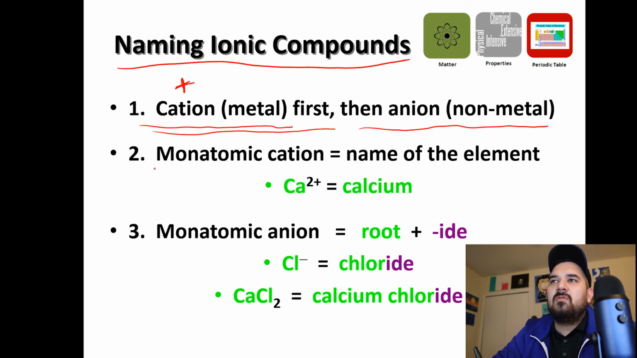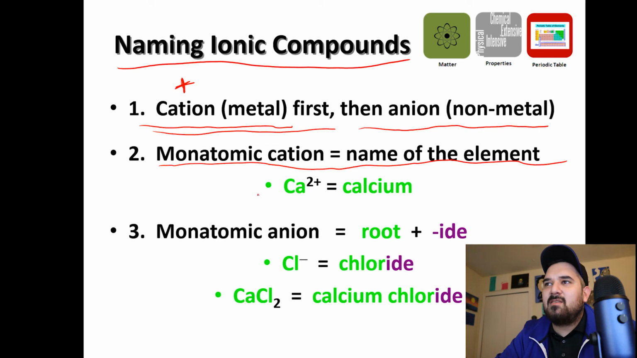All right, so 2, it says you're going to name the element. You're going to name the cation. So in this case, our cation is calcium. So you're just going to write calcium. The metal, you're never going to change anything about it. You're always just going to write it as it is. So rule number 2, you're just going to name the metal. So whether it's calcium, lithium, whatever, you're going to name the metal.